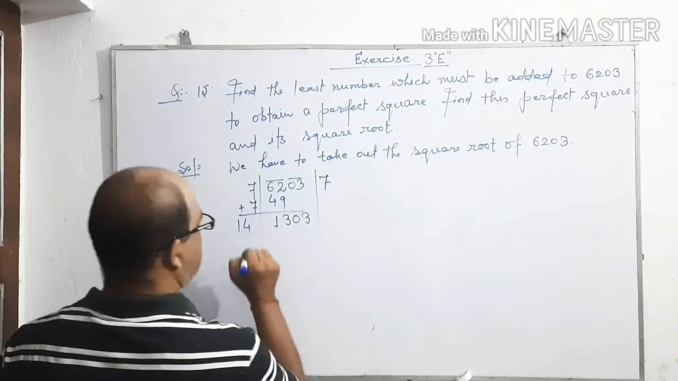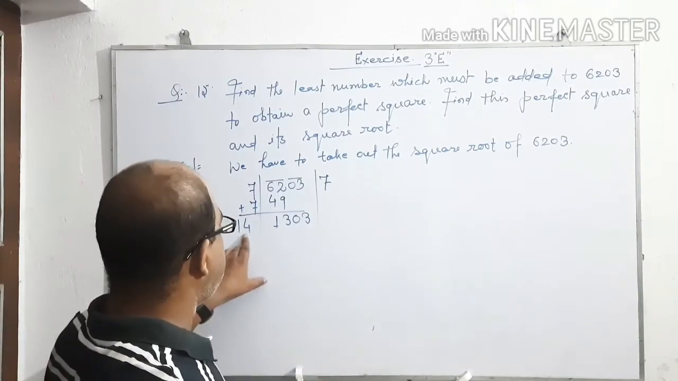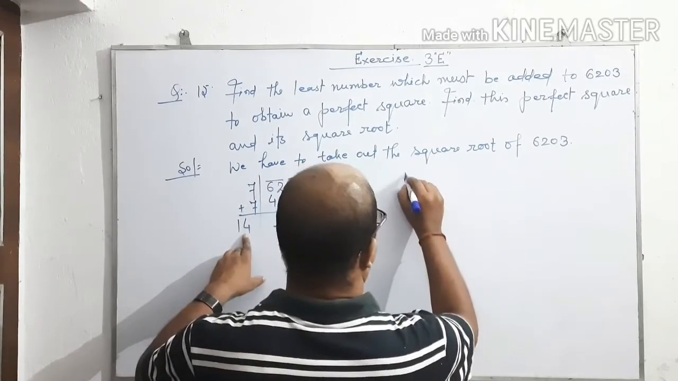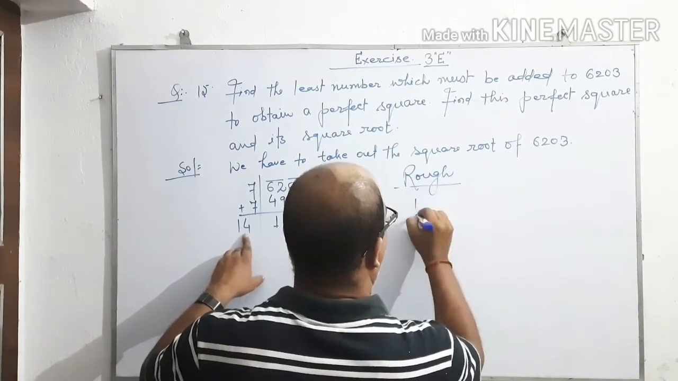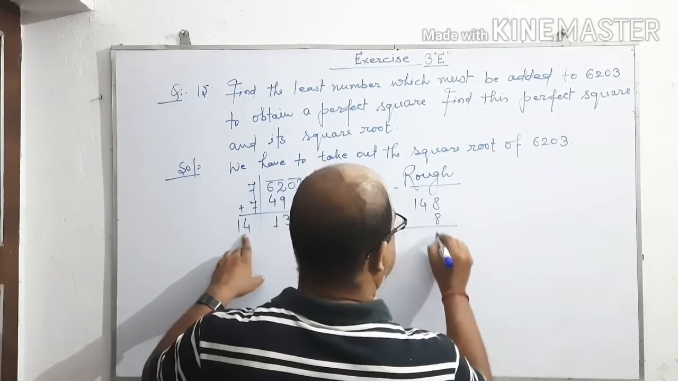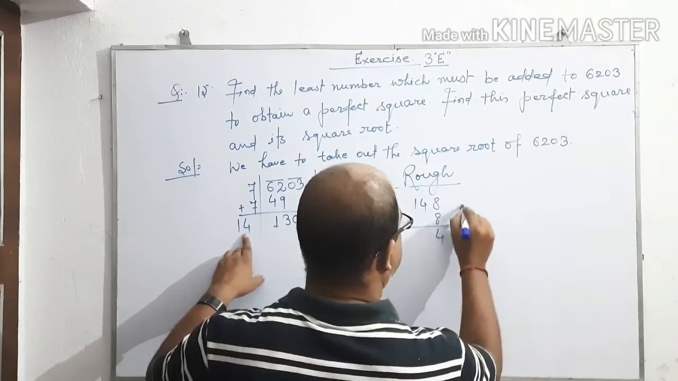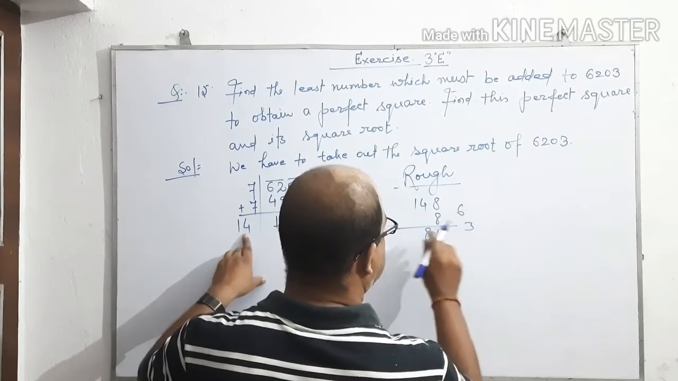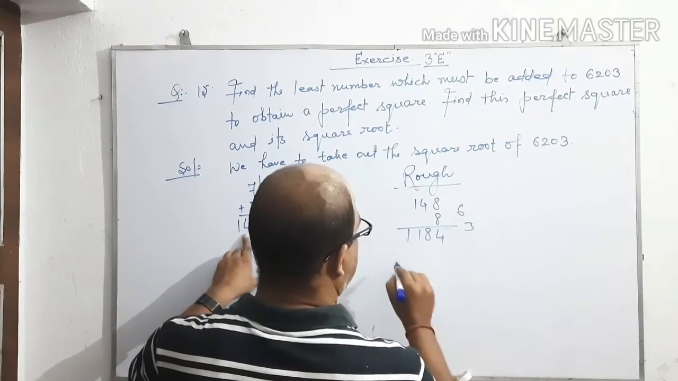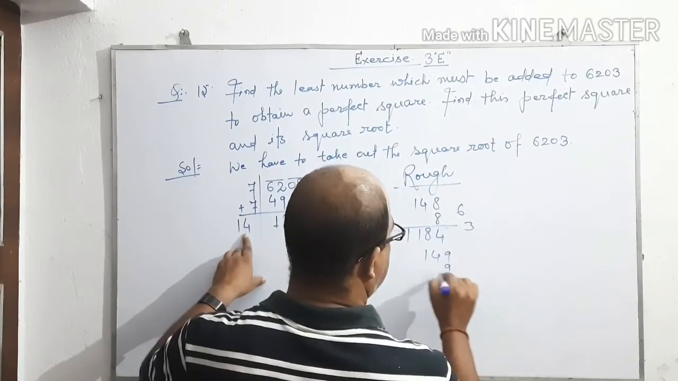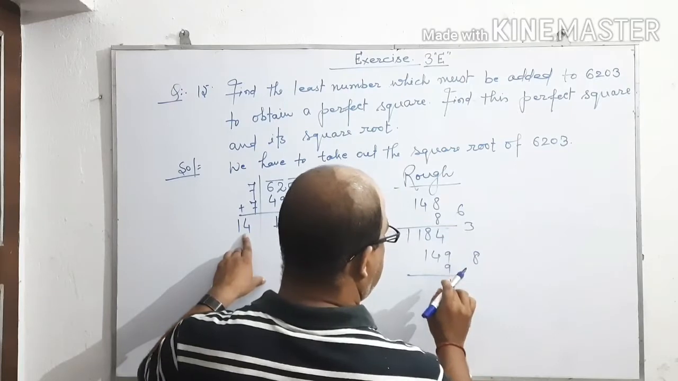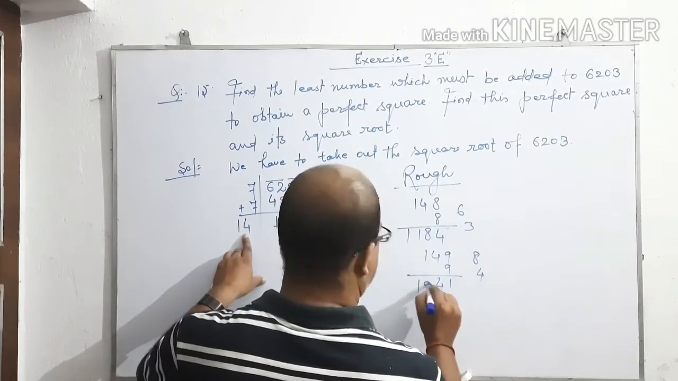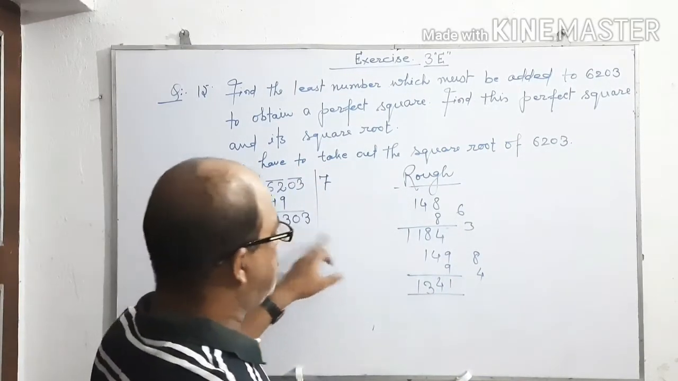7 plus 7 is 14. Rough work: 148. 8 eights are 64, and 8 fours are 32 plus 6 is 38, carry 3. 8 ones are 8 plus 3 is 11. 149: 9 nines are 81, carry. 9 fours are 36 plus 8 is 44, and 9 ones are 9 plus 4 is 13. This one is greater than 1303. So 8.